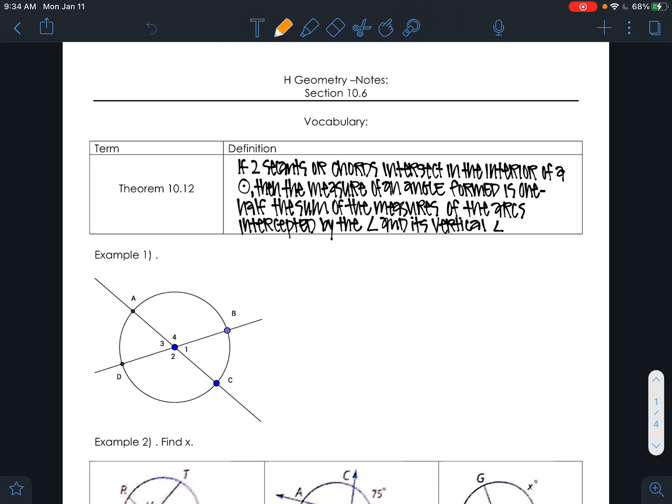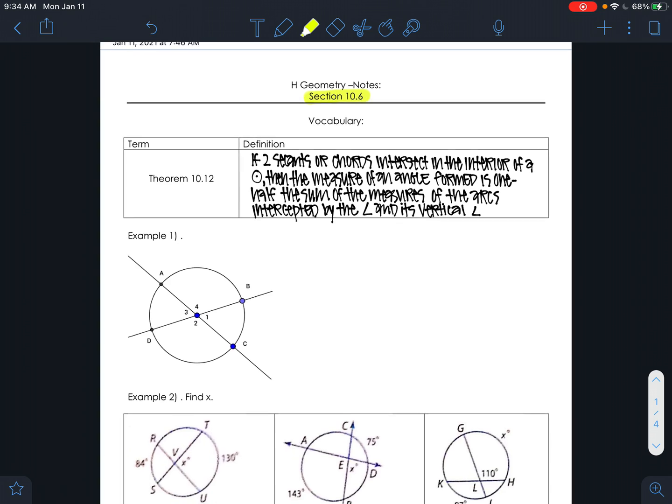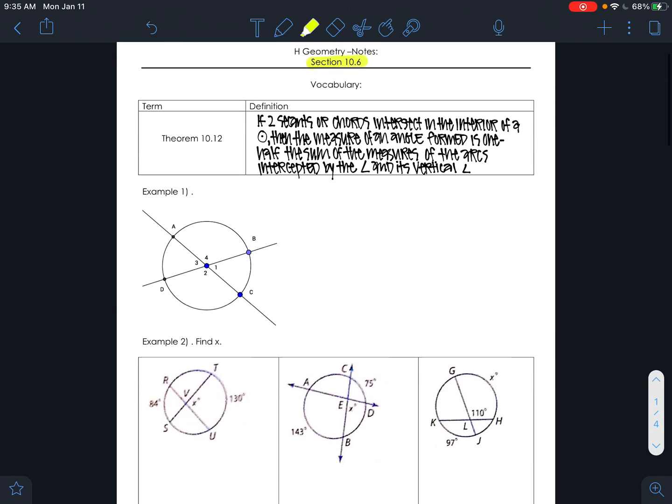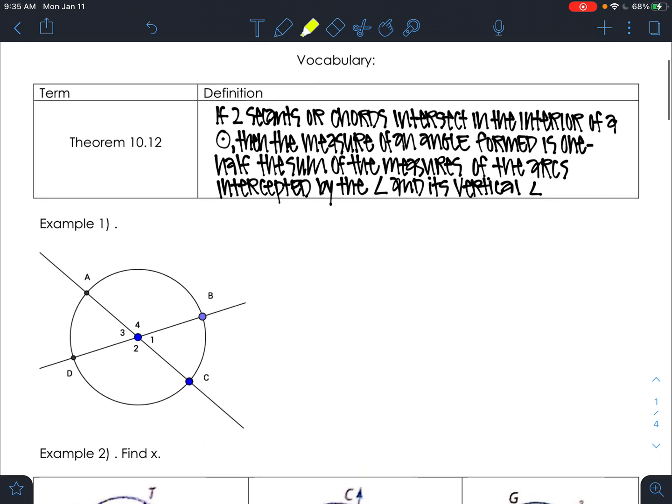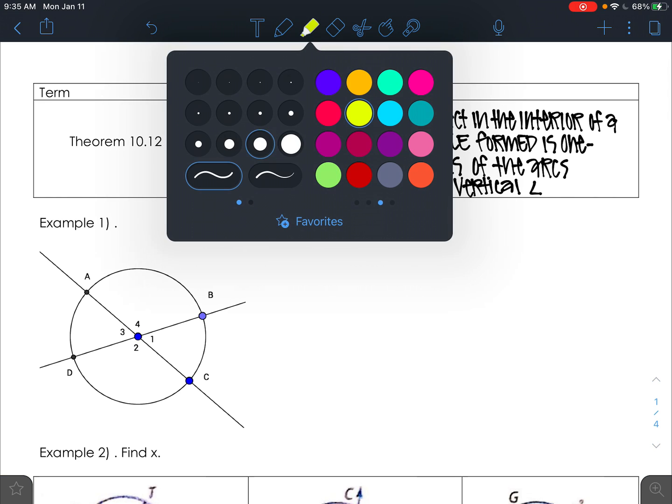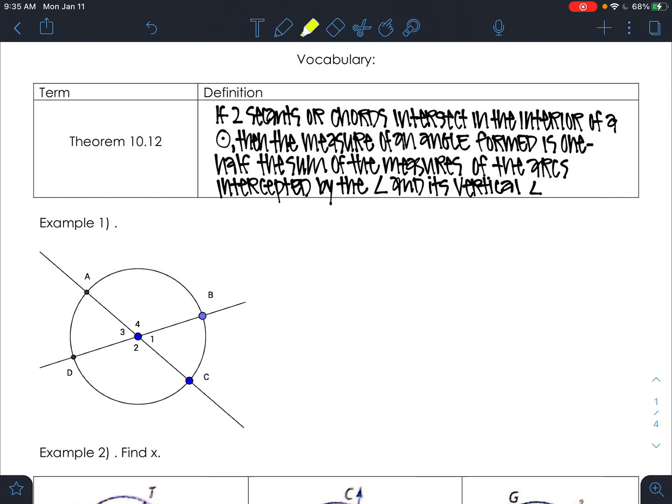Alright, guys, so we're here with section 10.6. As you can see, I already have my theorems written out. Feel free to pause me so that you can write them and stay up to date with this theorem.